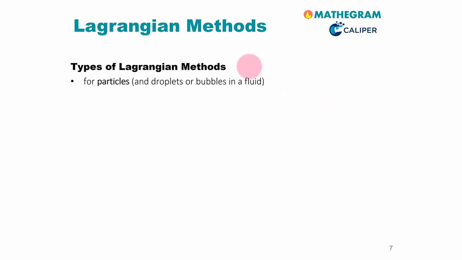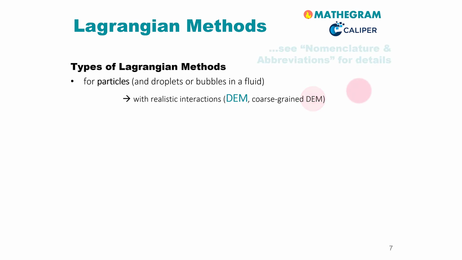So now let us zoom into the Lagrangian methods. Here we can also distinguish different types. The first type of Lagrangian methods is the one that tracks particles. Also droplets or bubbles can be tracked, as they are essentially fluid particles. Here we can distinguish between Lagrangian methods that consider realistic interactions between the particles. Here the DEM fits in. Also the so-called coarse-grained DEM fits into this type of Lagrangian methods. Please don't worry too much about all these abbreviations. In the separate document on the nomenclature and abbreviations, you'll find all the details related to this.